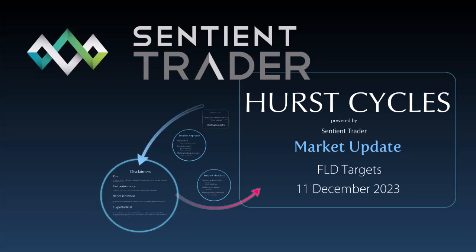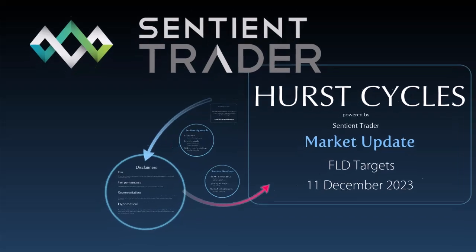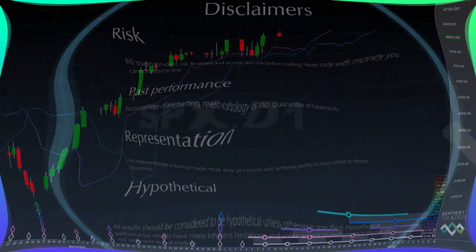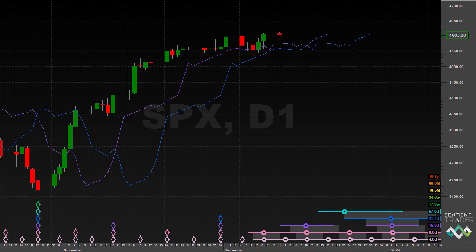In today's market update, we're going to be taking a look at a few markets, and in particular, we are going to be focusing on the targets generated by price interacting with Hurst's FLD, the future line of demarcation. And I am going to be giving you a sneak preview of a new indicator that we have been working on for a long time and will be releasing shortly.